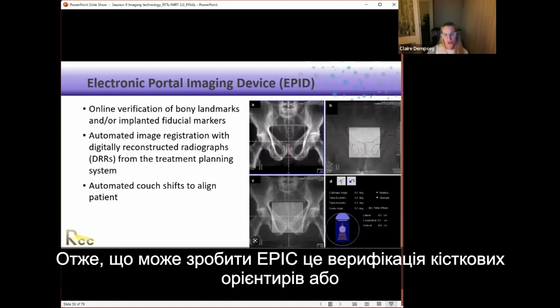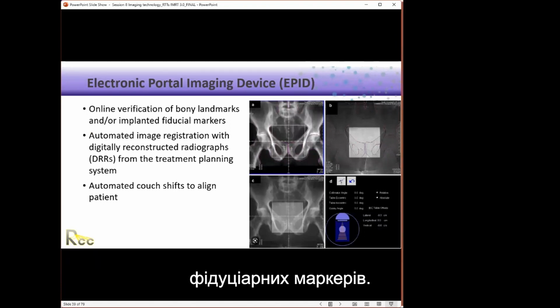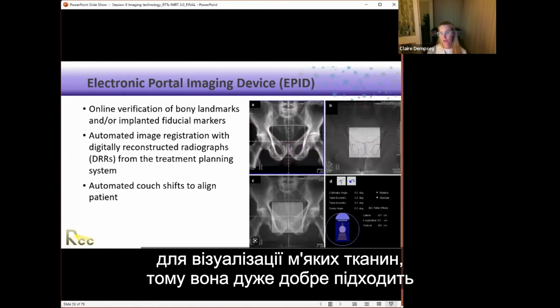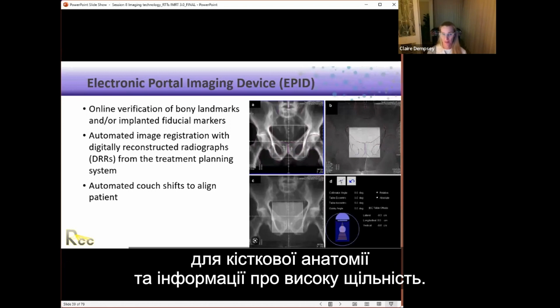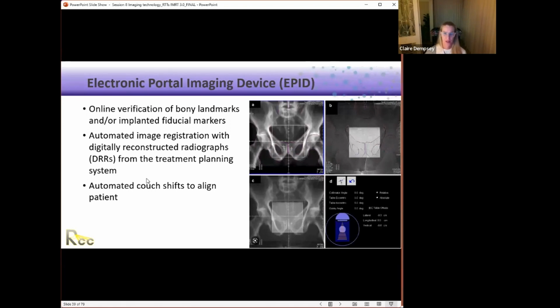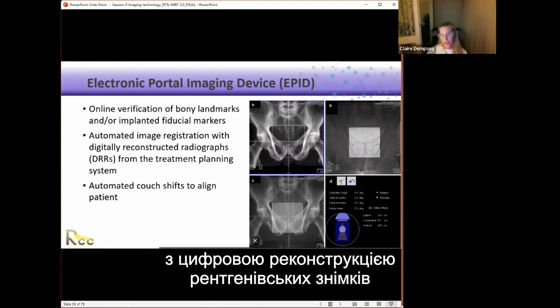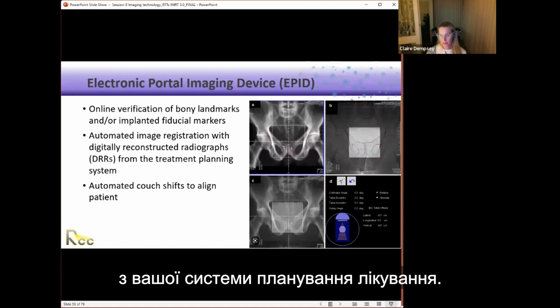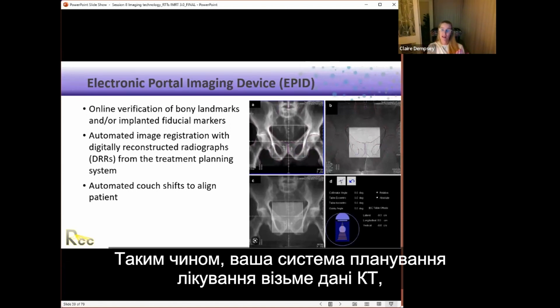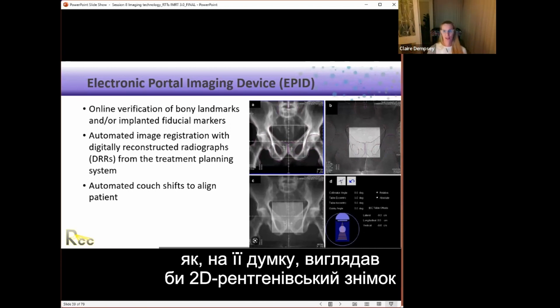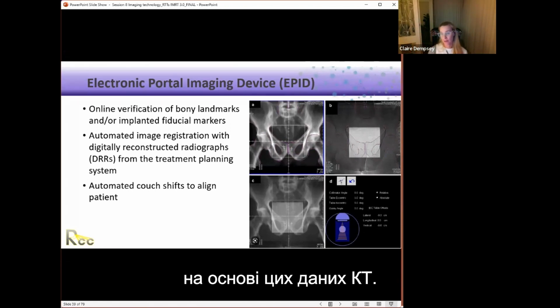So what an EPID can do is online verification of bony landmarks or implanted fiducial markers. MV imaging isn't great for soft tissue visualization, so it's really good for bony anatomy and high density information. You can automatically register the image with digitally reconstructed radiographs from your treatment planning system. Your treatment planning system will take the CT that you've put into it, and it will create a reconstructed image of what it would think a 2D radiograph would look like from that CT data.